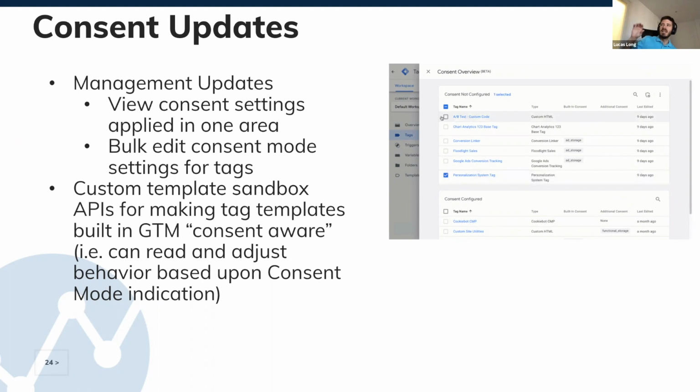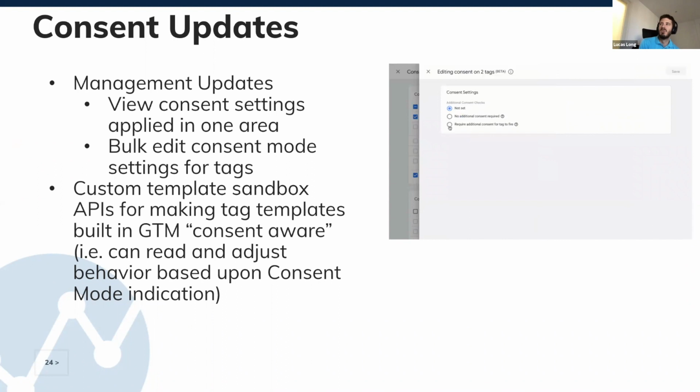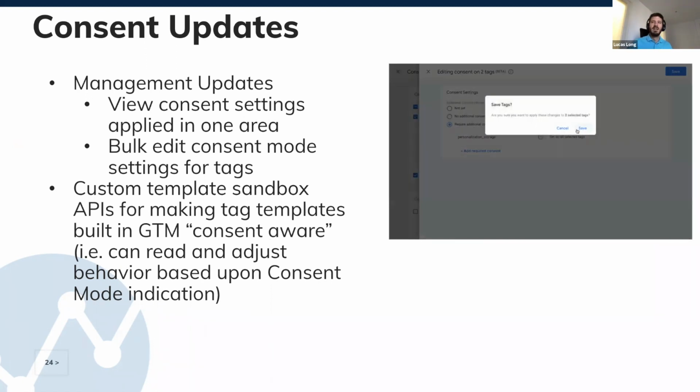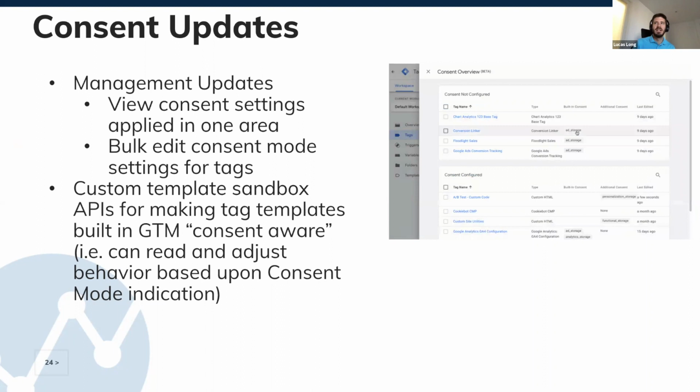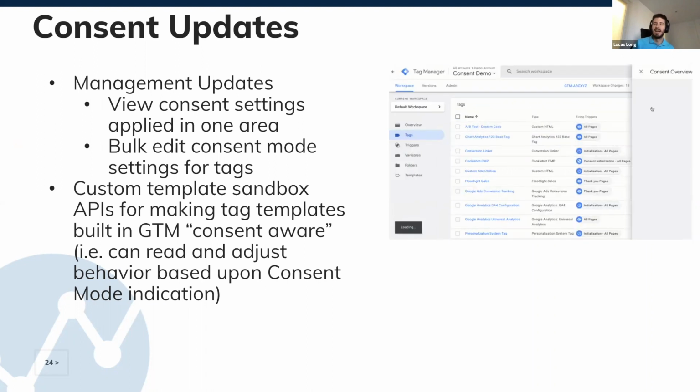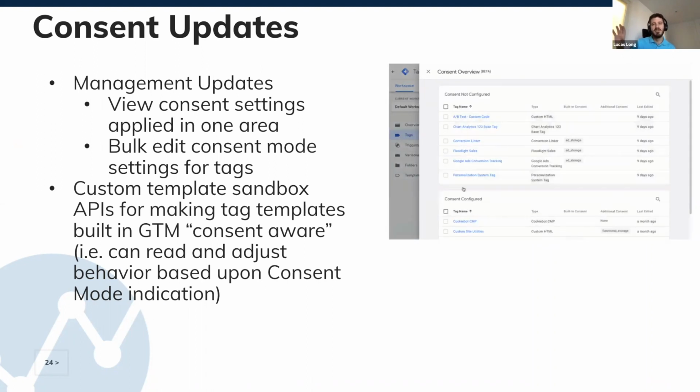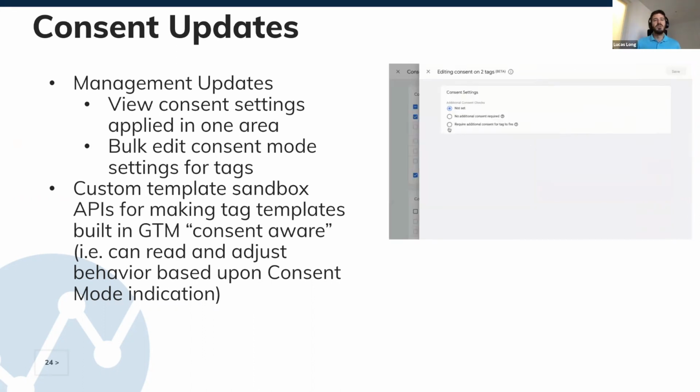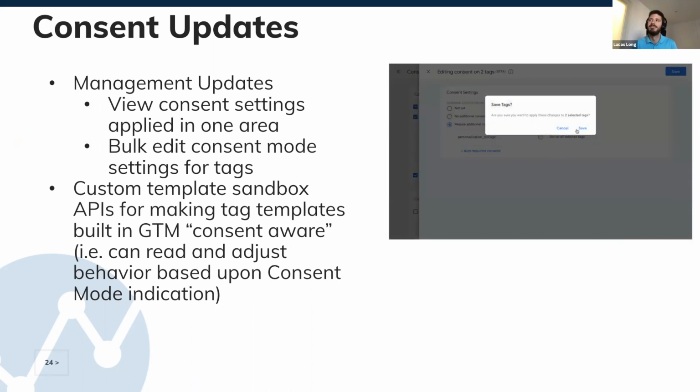So if you can see as that animation runs there on the right-hand side, you're able to view consent settings that are applied to tags all in one place. You're also able to bulk edit consent mode settings for tags. Now, you do still have to enable it within the admin settings view of your GTM container. But once you do, you can see any consent settings that are applied to the tags themselves, and then make those bulk updates.